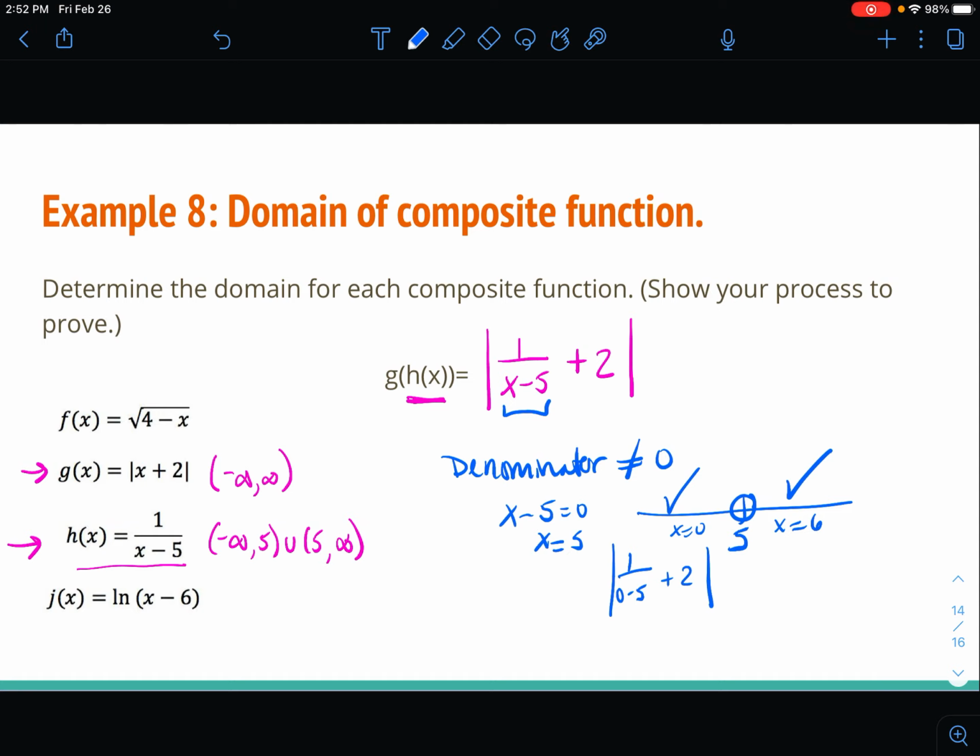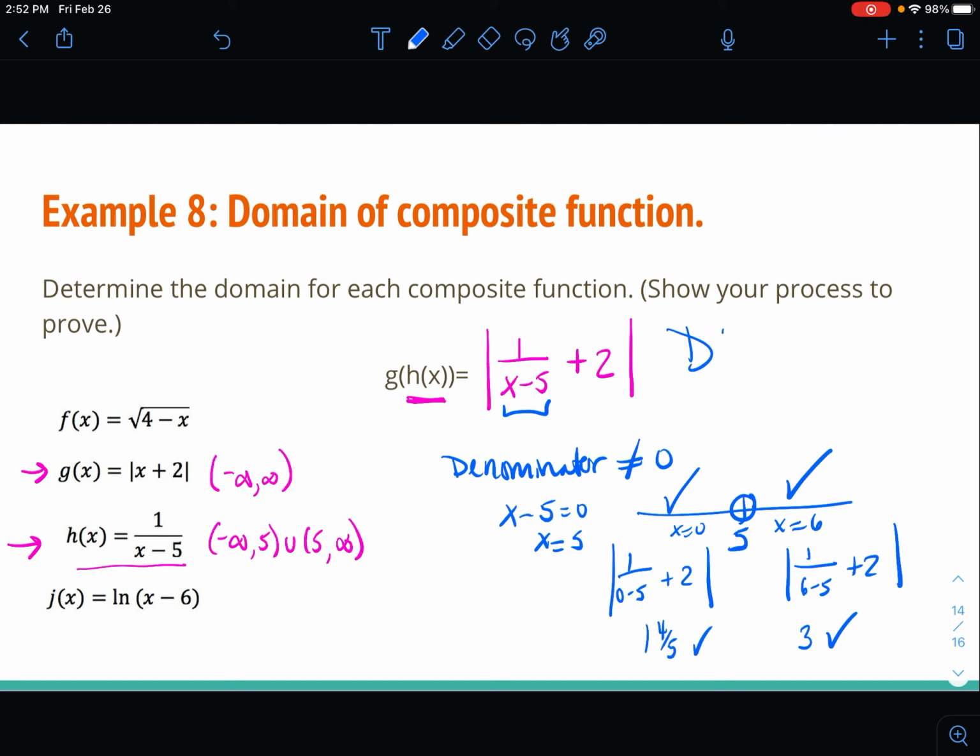And again, if you look at this, we don't even really care what the number is. We know we're going to get an output. So that's fine. And then if we keep going, we get negative 1/5 plus 2. And so that would be 1 4/5. And that's fine. And then over here, if we put a 6 in, we'd say 1 over 6 minus 5, and this is in the absolute value. And we'd get 1 over 1, which is 1, plus 2, 3. The absolute value of 3 is just 3.